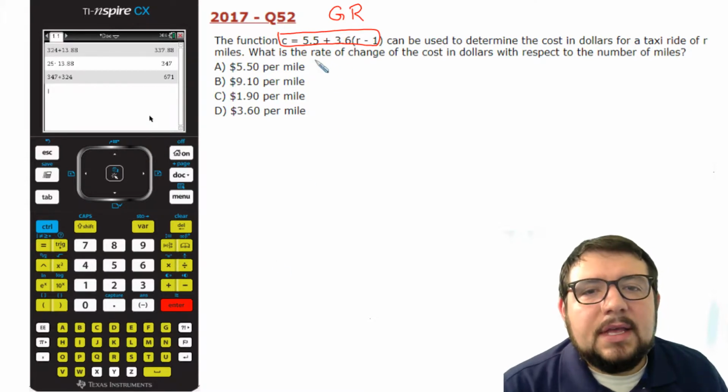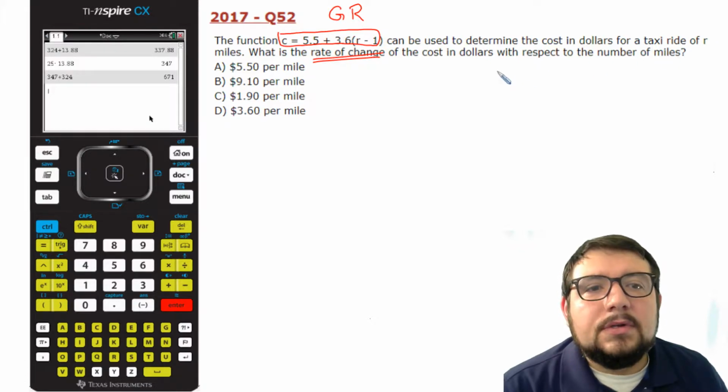And that is definitely a major keyword right there, rate of change of the cost in dollars with respect to the number of miles. First of all, that's a lot of information, but let's look specifically at the question and see what we're trying to figure out. What is the rate of change? Rate of change basically means slope.